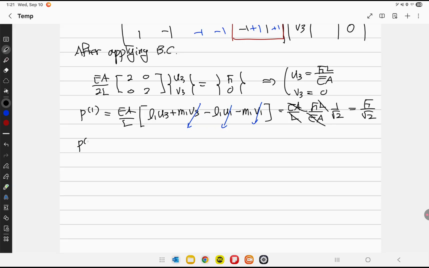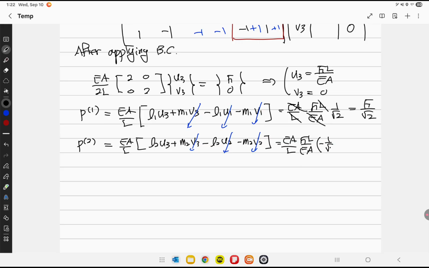Element 2. Again, same EA over L. Now instead of L1, you need to use L2. L2 U3, M2 V3, second node, minus L2 U2, M2 V2. Again, these are all zero displacements. So you have EA over L. What is U3? FL over EA. What is L2? Minus 1 over square root of 2. So it will be negative F over square root of 2.